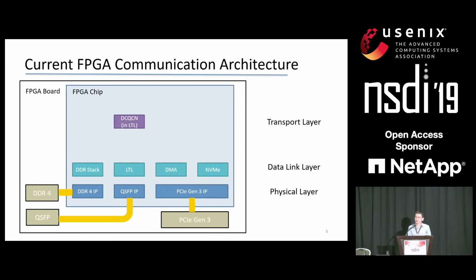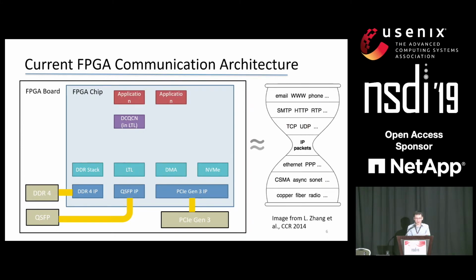Transport layer protocols like DCQCN have been implemented in specific data center link layer stacks, such as LTL. However, compared with the famous Internet hourglass architecture, the most important layer is missing. This restricts the FPGA from directly accessing all data center resources. In the next few slides, I will show the existing problems of current FPGA communication architecture.